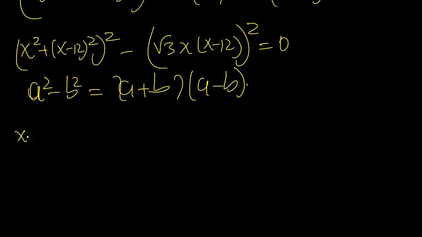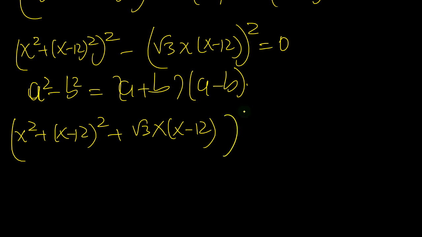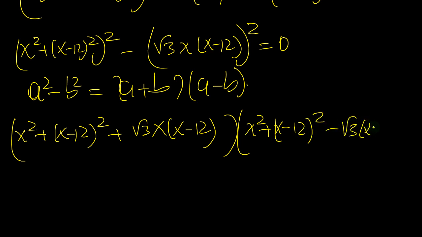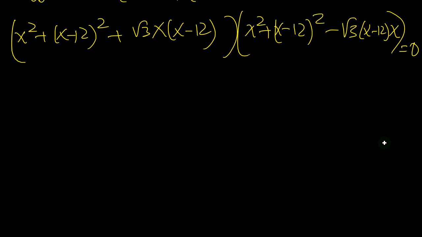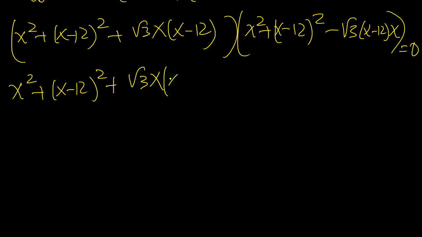So this is then x squared plus x minus 12, plus square root of 3 times x minus 12, which multiplies x squared plus x minus 12, minus square root of 3 times x minus 12, which multiplies x, and then this is equal to 0. So we now found something to solve this, guys. So I'm gonna say that x squared plus x minus 12 squared plus square root of 3x times x minus 12 equals 0. This is 1.